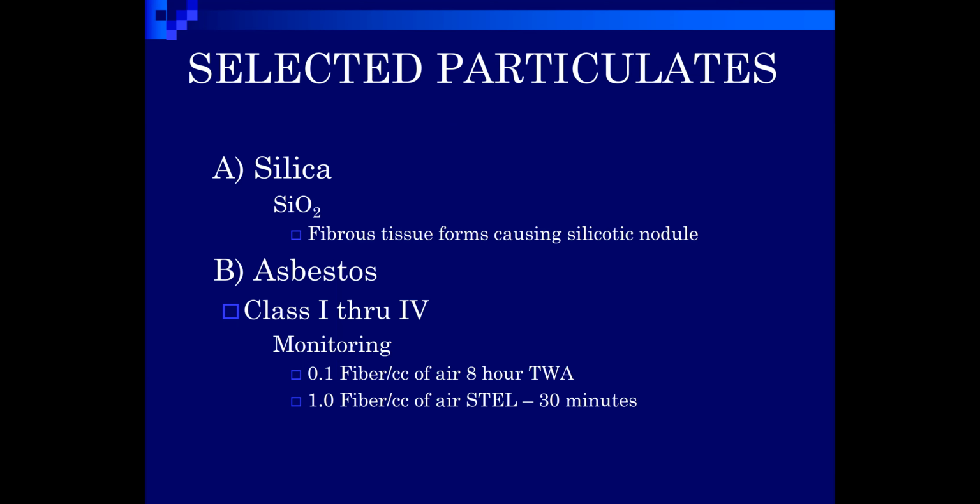Asbestos is a fiber. Asbestos has its own standard, in part because fibers, as we talked about earlier, don't behave the same. So while we have talked about ppm for gases and vapors and milligrams per meter cubed for our particulates and aerosols, asbestos is fibers per cc. A cc is a milliliter. So the standard 8-hour time-weighted average for asbestos is 0.1 fibers per milliliter of air, or 1 fiber per 10 cc. So it's awfully low.